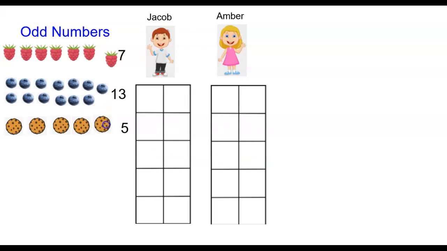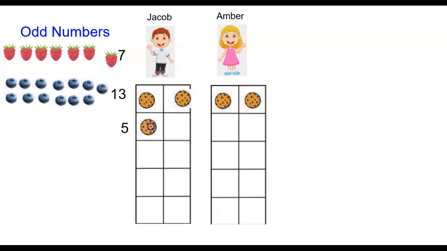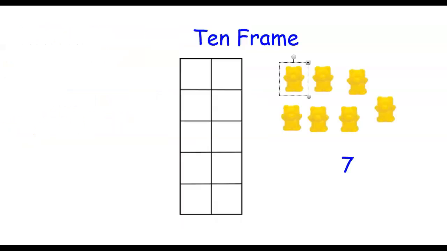Let's put the blueberries back and look at the cookies. There are 5 cookies. We give 1 to Jacob, 1 to Amber, and we split them evenly. Jacob has an extra cookie. So 5 is not an even number. It's an odd number.